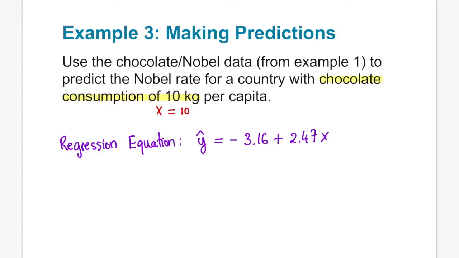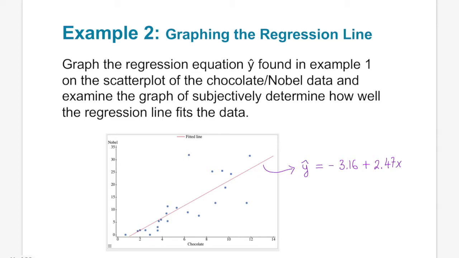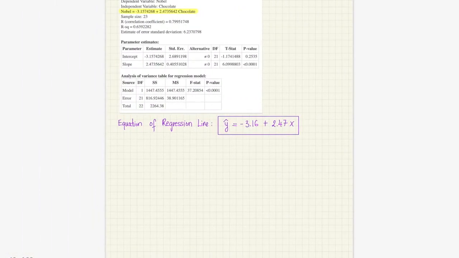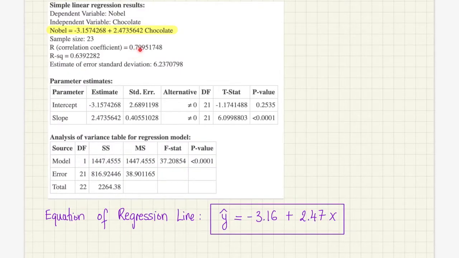The first thing I'm going to do is look at this graph. This is the graph of my regression line, and it looks like this is a best fit line for the whole data. My R value is 0.7995. This is closer to positive 1. Or I can also look at the p-value right here, which is less than alpha. So there is a linear correlation between chocolate and Nobel.